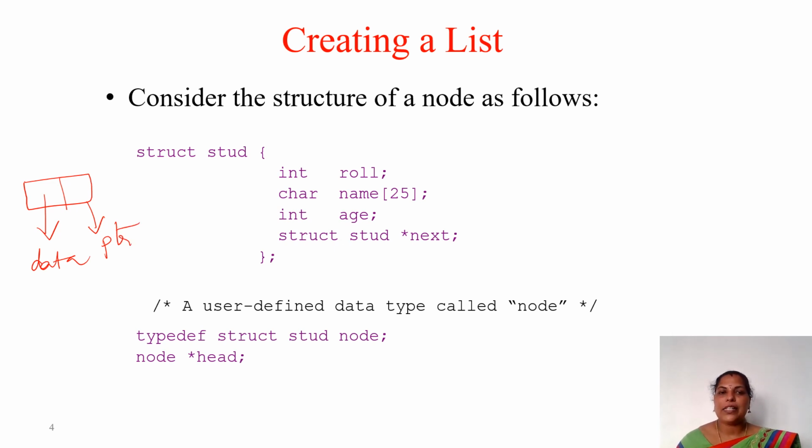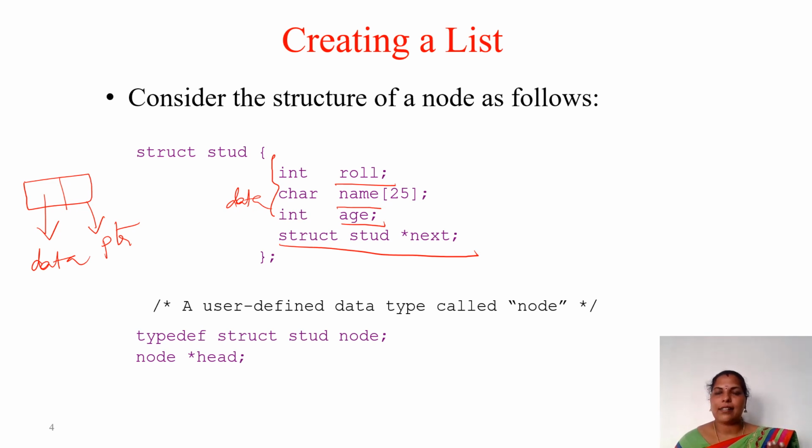Here first we have to create a structure of a node. In the structure of the node, we have int roll number. Here data means not only one data, we can have many more data also, like roll number, name, age. Then we are creating a pointer. These are for the data part and this is for the next node. The next node's address we have to store. It is a pointer, so struct node star next.